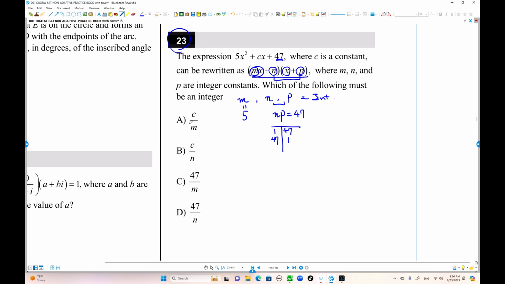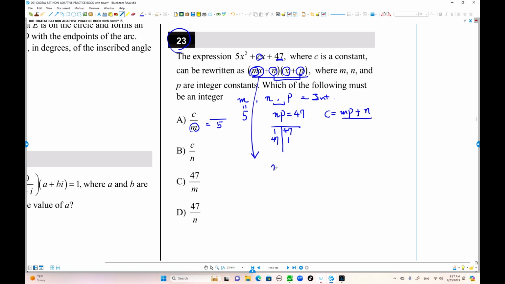So using this, which of the following must be an integer? What about c over m? Where is c? m is 5 over here. Yeah, we know that. Where is c up there? c is what? Middle term, right? The x term. So mx times p, c looks like this: m times p plus n times 1. That is c. The middle term.